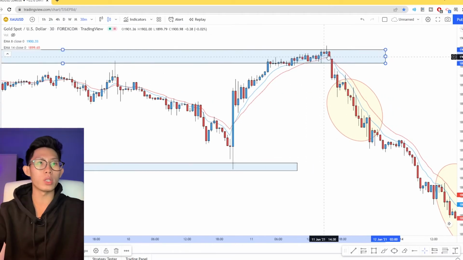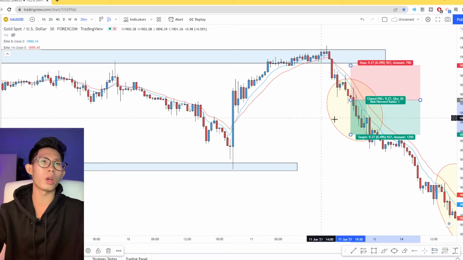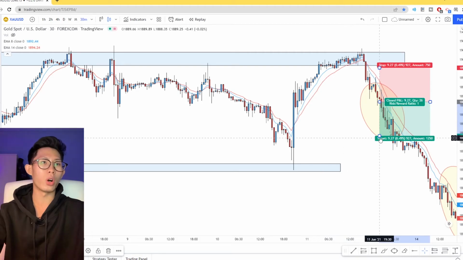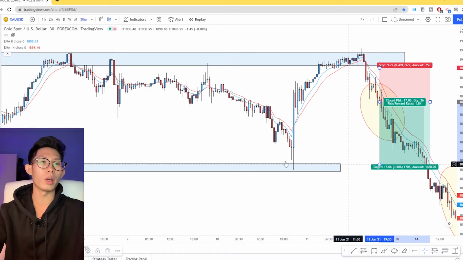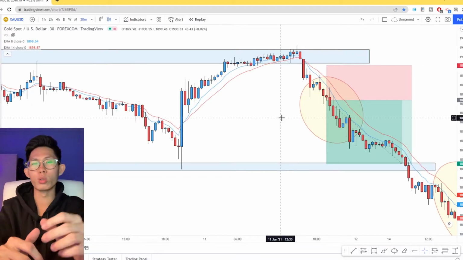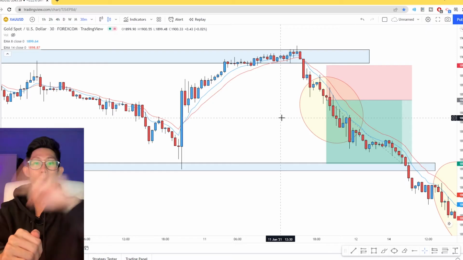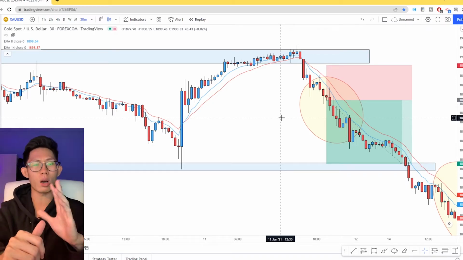All I did was right around this area, I just sold, maybe somewhere around here. And I just sold it all the way down to probably around this support area once again. The good thing about these few days was that price was really, really smooth. It was either going up or down. There were no crazy fake outs or anything.